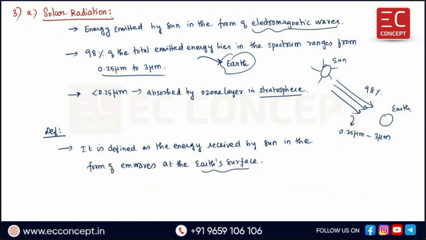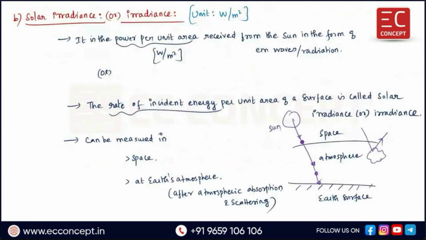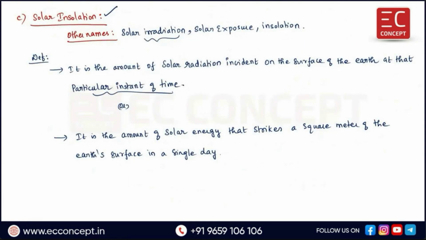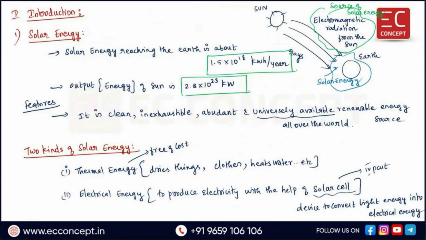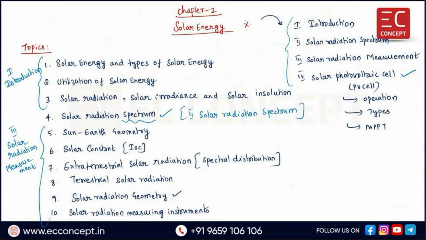It gives us how much energy is received from the sun in the form of EM waves at the Earth surface. Not only the Earth surface, but on a given surface area, whatever it is. These are the three important terminologies, very very important. Okay, next topic. The third part we have completed, so the introduction part has been completed.